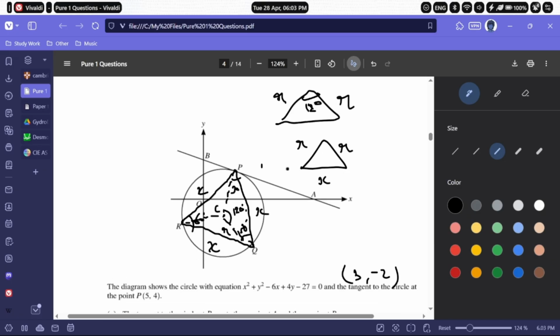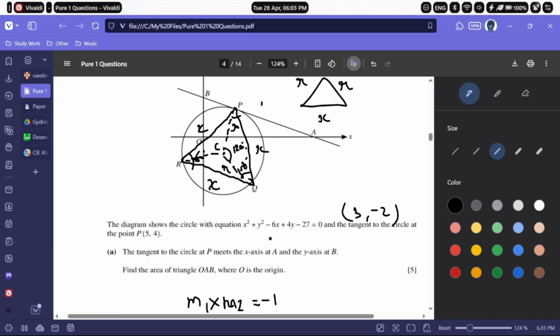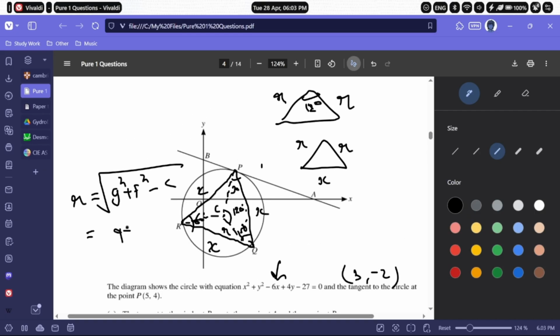So for 3 comma minus 2, there's this rule that you can divide the coefficient of x by minus 2 and the coefficient of y by minus 2 to get the center. There's also another rule that the radius is equal to the square root of g square plus f square minus c, right? So you can actually use that to find out the radius because that's important in this case. So 9 plus 4 plus 27. Okay, so that's just equal to 2 root 10.